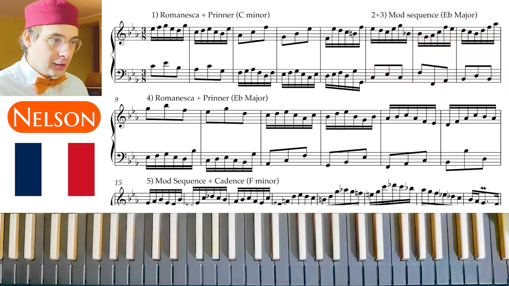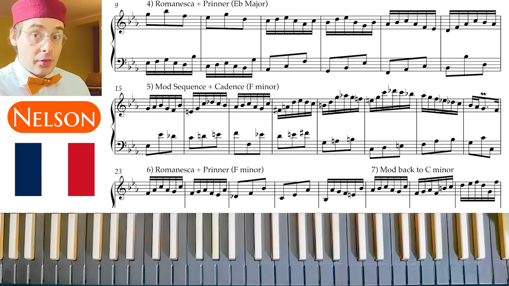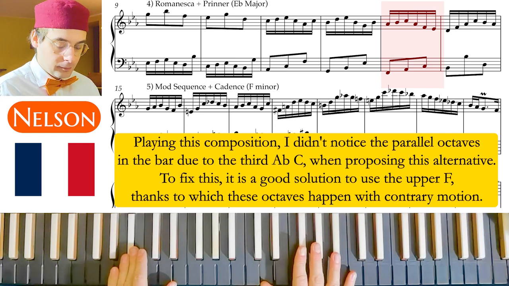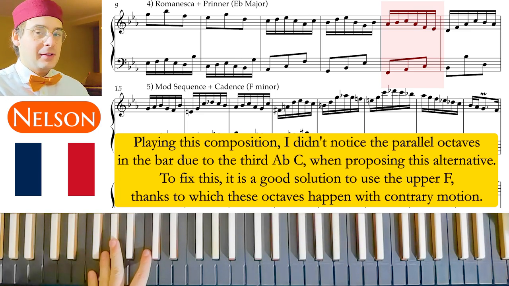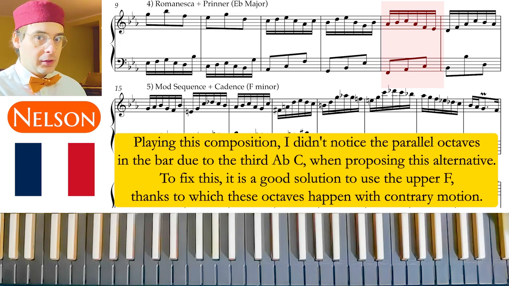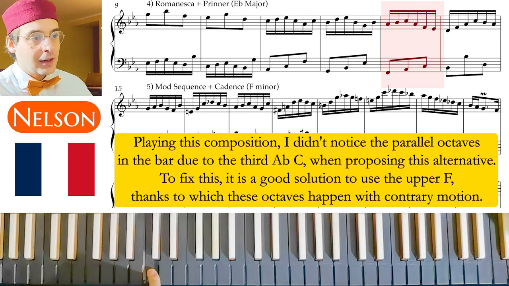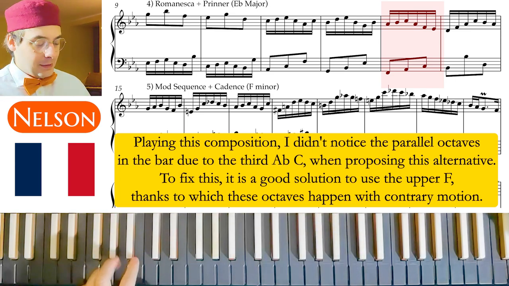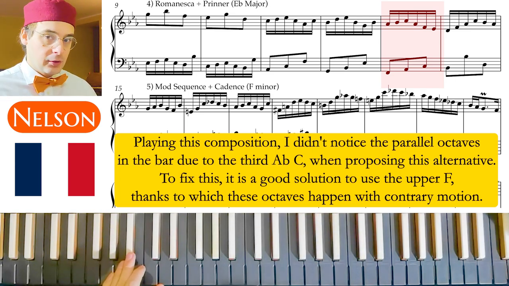Now, the second improvement is at bar 13. Listen. I don't find this passage really effective because you go on the 5th degree of the chord and usually the 5th degree wants to go up. This is weak if it goes down.